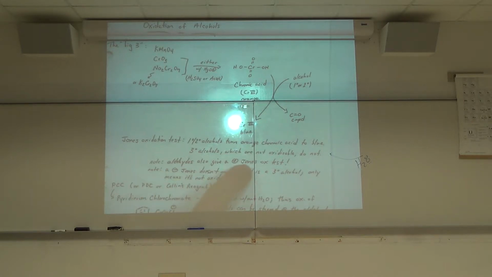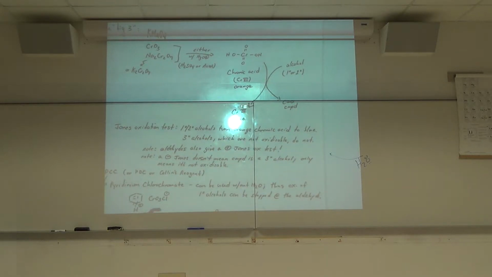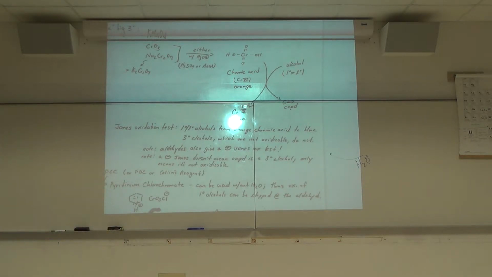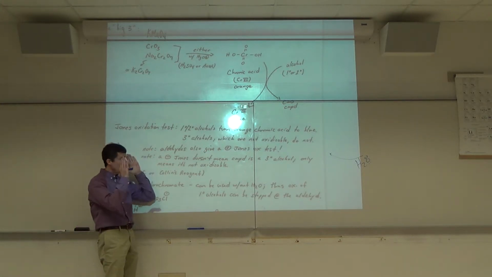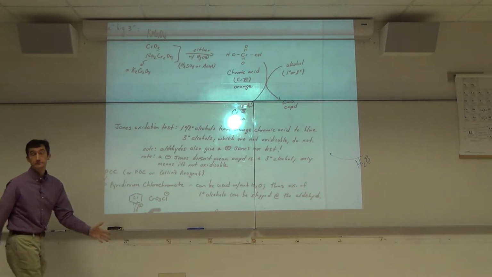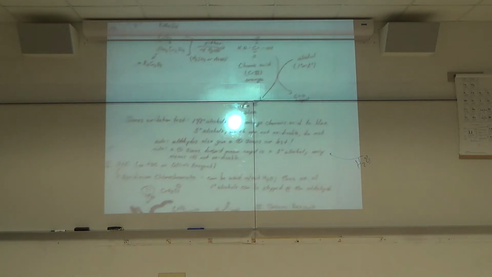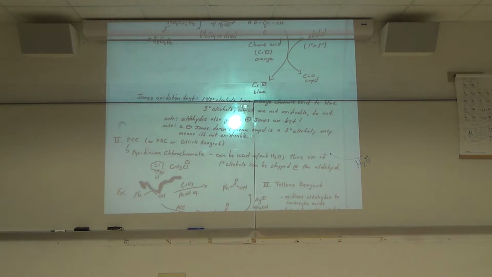Aldehydes also give a positive Jones; we'll have to talk about that. And by the way, does a negative Jones mean your compound is a tertiary alcohol? No, there are many other things that give a negative Jones. A regular alkane gives a negative Jones. A regular ether gives a negative Jones. So don't put on blinders and say it must be a tertiary alcohol. If you know you're dealing with an alcohol, then you can say it must be tertiary.